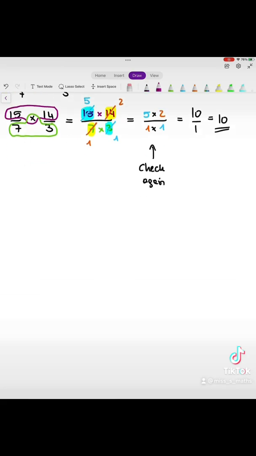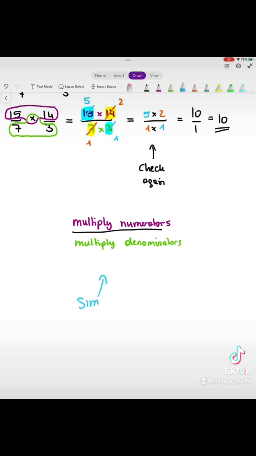Now, to sum it all up, whenever you have a mixed number, change it into an improper fraction first, and then all you have to do is multiply your numerators, put it over the product of your denominators, so multiply your denominators and then simplify.